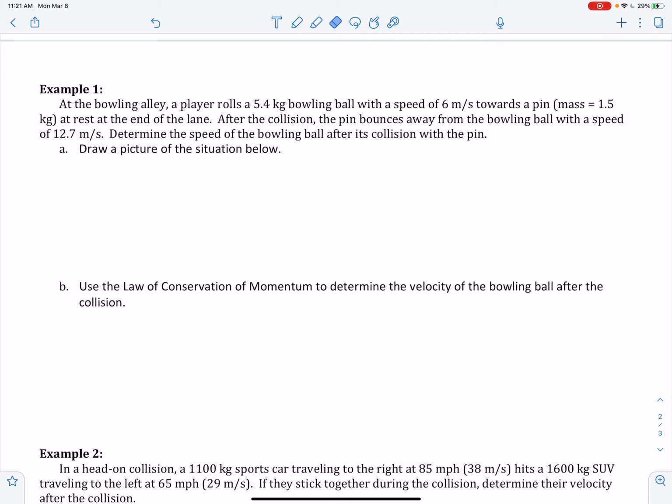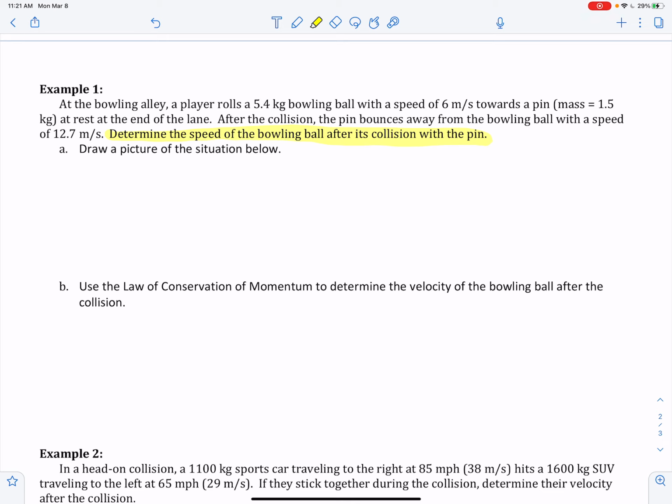This is my first example of the law of conservation of momentum at work. Let's jump right in. At the bowling alley, a player rolls a 5.4 kilogram bowling ball with a speed of 6 meters per second towards the pin, whose mass is 1.5 kilograms, and it's at rest at the end of the lane. And after the collision, the pin bounces away from the bowling ball with a speed of 12.7 meters per second. And we're being asked here, determine the speed of the bowling ball after its collision with the pin.